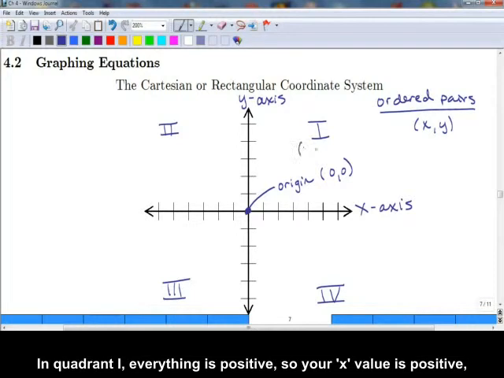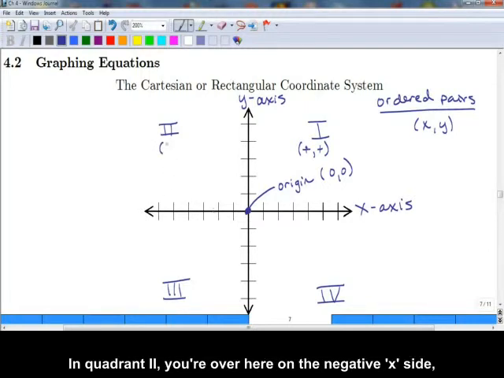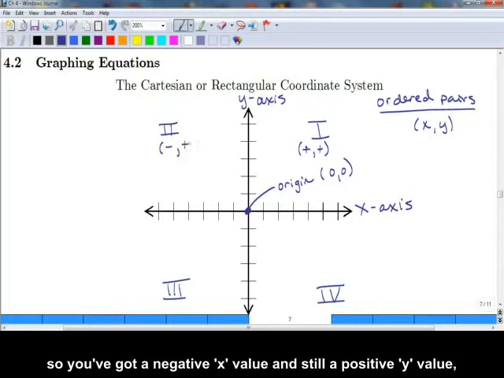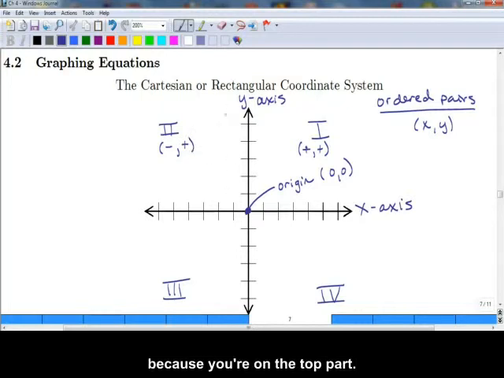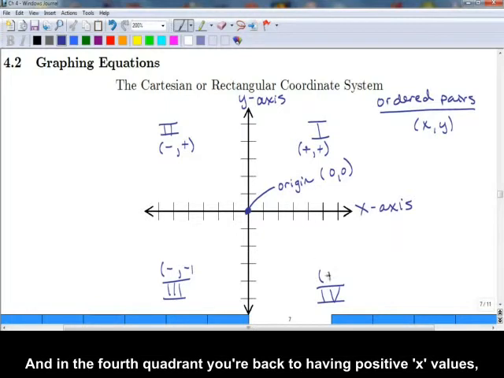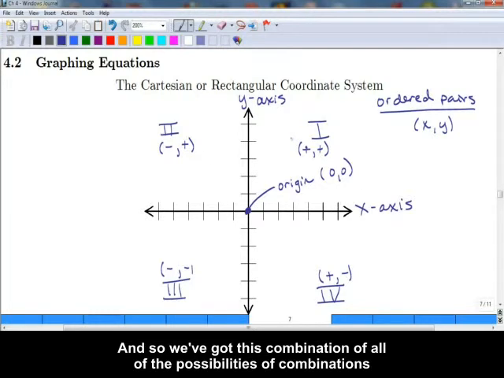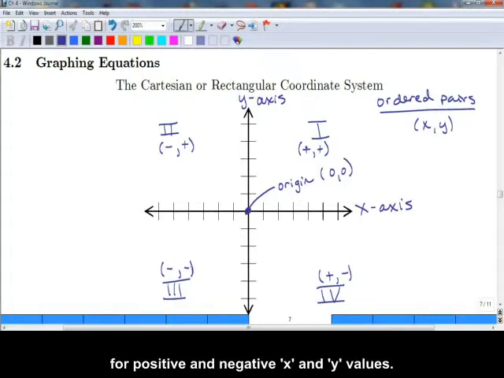In quadrant 1, everything is positive, so your x value is positive, your y value is positive. In quadrant 2, you're over here on the negative x side, so you've got a negative x value and still a positive y value because you're on the top part. If you look in quadrant 3, they're both negative because you've got negative x values and negative y values. And in the fourth quadrant, you're back to having positive x values, but now you have negative y values. And so we've got this combination of all of the possibilities of combinations for positive and negative x and y values.